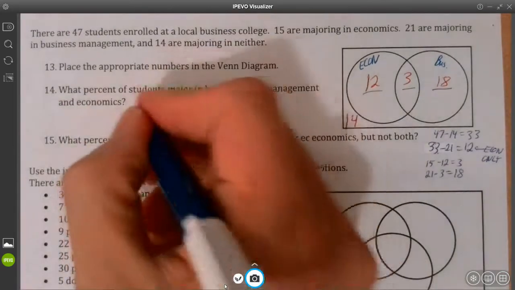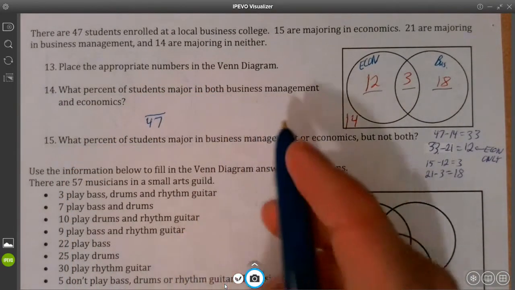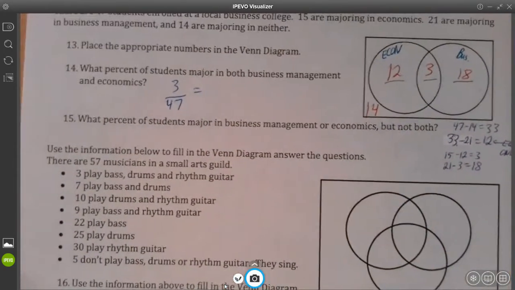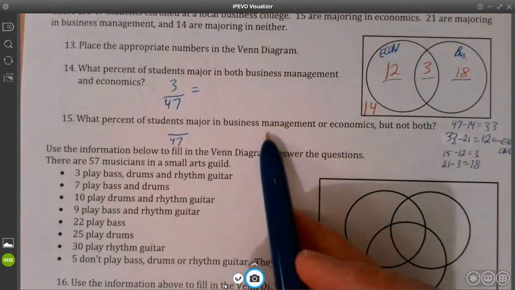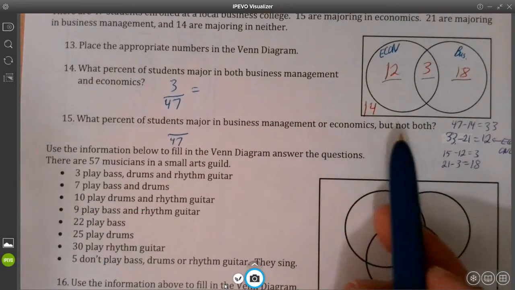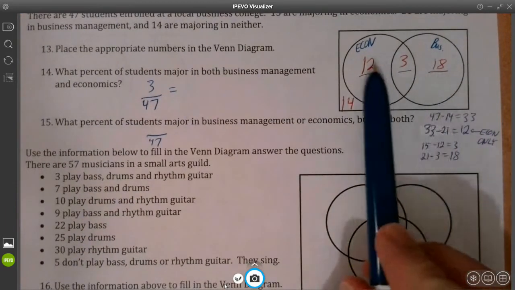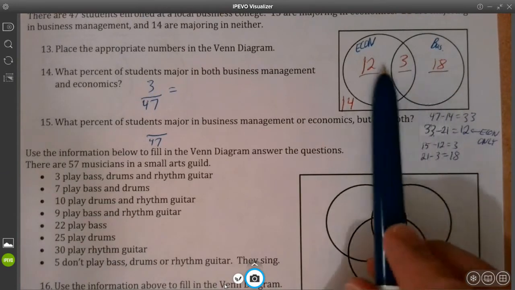What percent of students, total students, that's going to be out of 47, major in both business management and economics. So it's 3 out of 47. We'll type that in the calculator in a minute. Let's set them up first. What percent of total students, 47, major in business management or economics, but not both? Okay, so not these 3. So it's actually going to be the 18 and the 12.